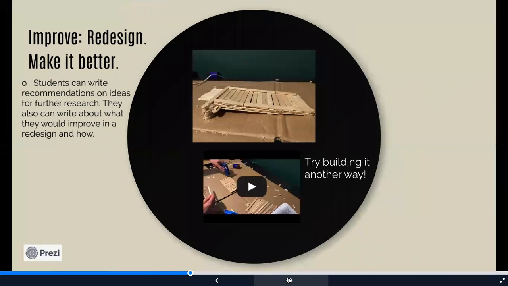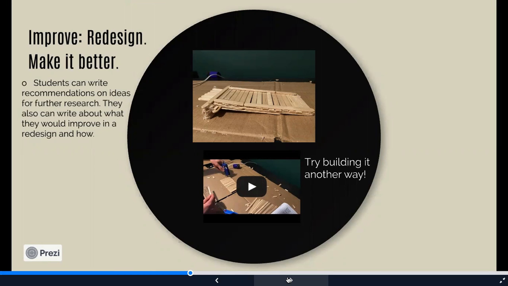Improve. The improve step is essential for the engineering design process as it allows for further development and refining of the prototype. If the prototype succeeded, questions could be asked about how to make the prototype more efficient. Could it use fewer materials? Could it be made more cost-effective? What other materials could be used?